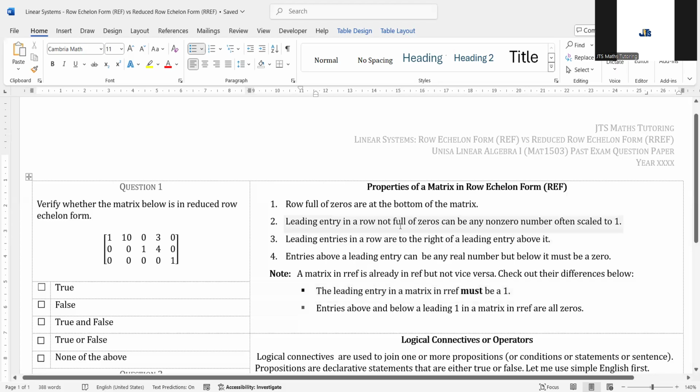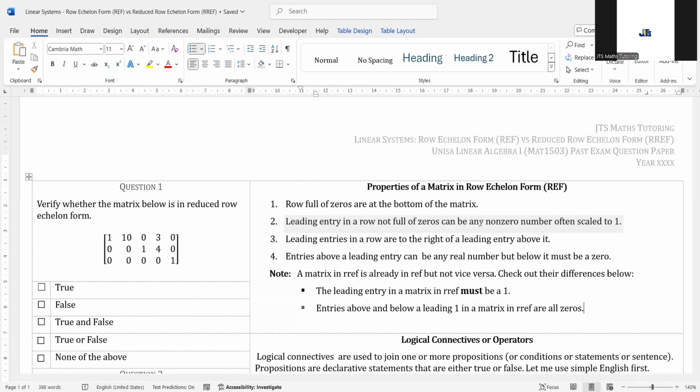Hence, my point number 2 here, that the leading entry in a row that is not full of zeros can be any non-zero number, which is often scaled to 1. This is often scaled to 1, but when you're dealing with the reduced row echelon form, it's a must that it must be a 1. Because you have now converted your matrix to be in its simplest form.